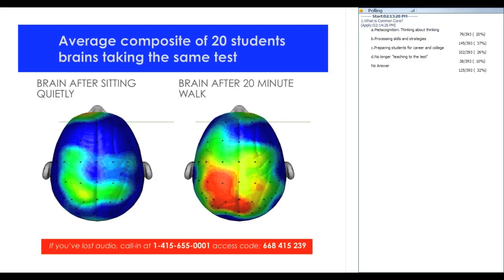The brain on the left is when kids were sitting quietly and then doing the cognitive task. The brain on the right was after they had gotten their heart rate up for 20 minutes on a treadmill. And obviously their brain is much more active. So which brain do you want taking your test?